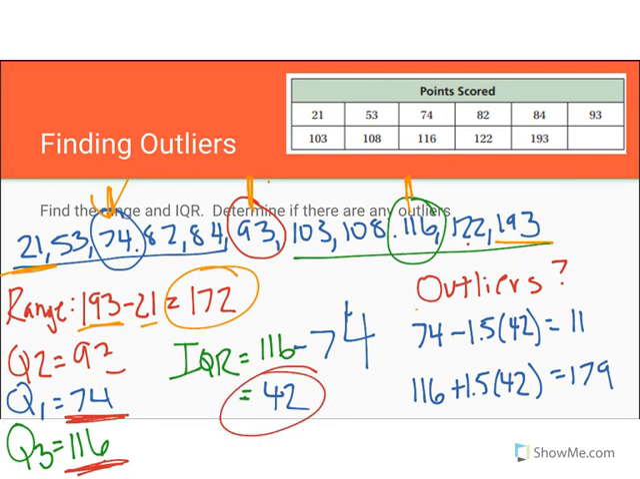Okay? To determine if we're going to have any outliers, then we'll use our equation. So, to find if there are any low outliers, I would take my first quartile, 74, minus 1.5 times my IQR. If I do that, I get 11. So that means any numbers less than 11 would be considered an outlier. I don't have any numbers less than 11, so no low outliers. On the other side, I take my third quartile, 116, and add that to 1.5 times 42, which is the IQR. I get 179. If I have any numbers over 179, that's an outlier. So 193 is an outlier.